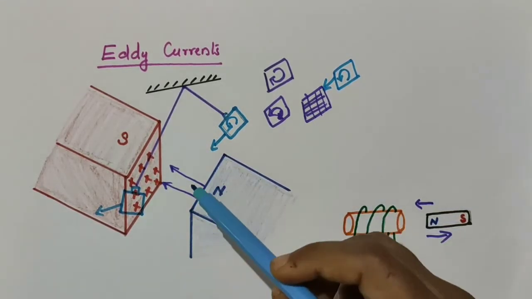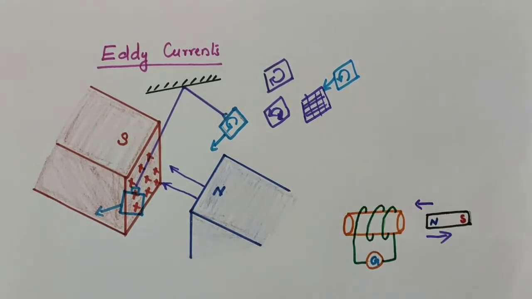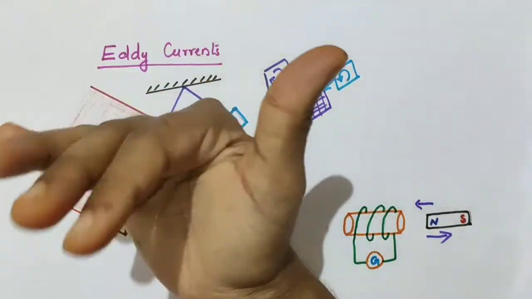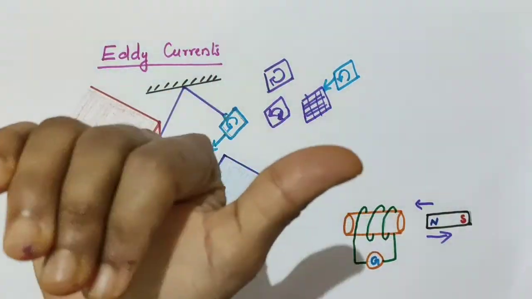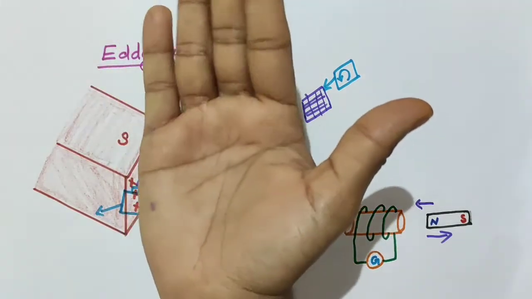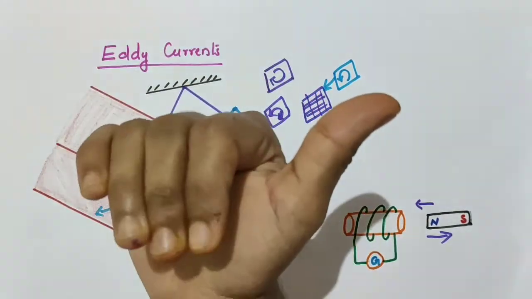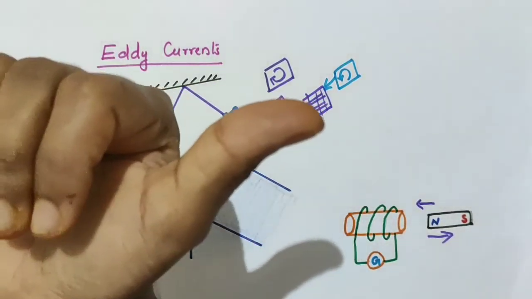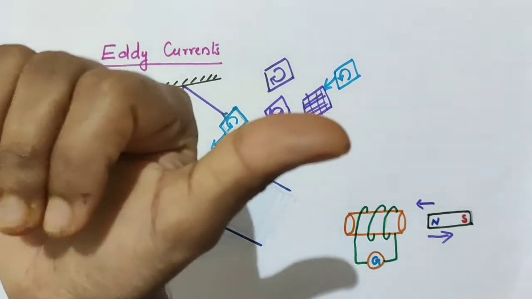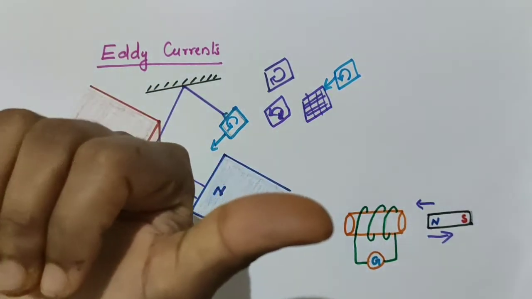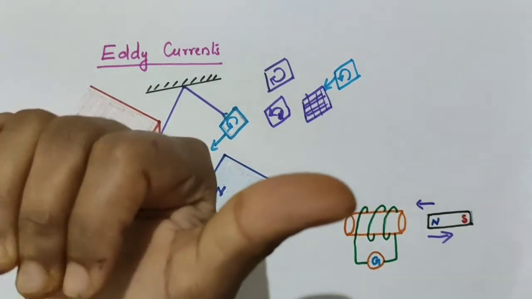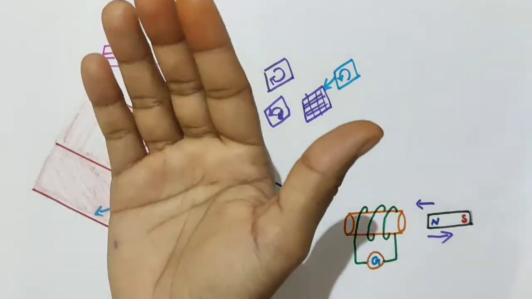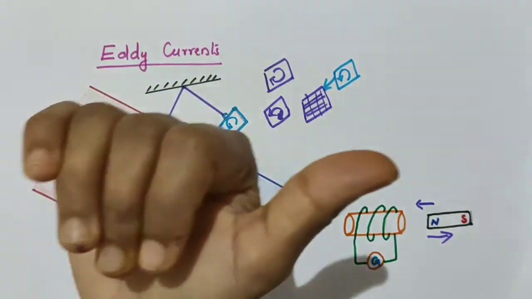So you see, when the current is in the anti-clockwise direction, you just use your right hand. When the current is in the anti-clockwise direction, the magnetic field will be along this direction. So the magnetic field is along this direction, which means the side of that copper plate which is facing this north pole will behave like a north pole.